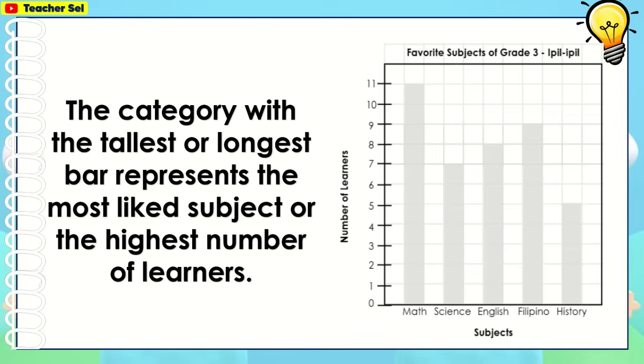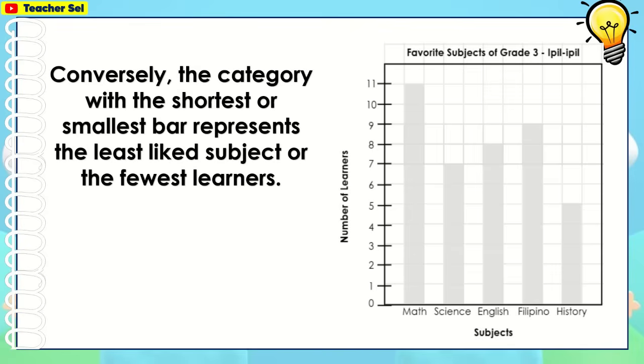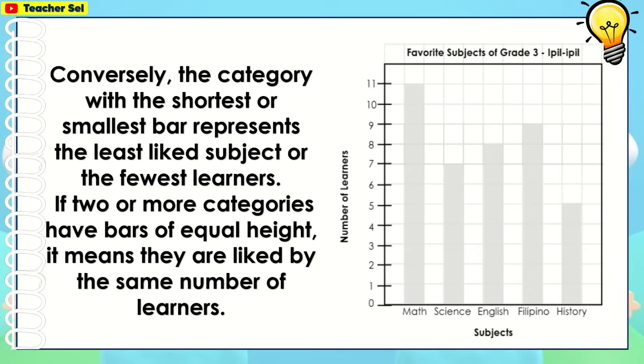The category with the tallest or longest bar represents the most liked subject or the highest number of learners. Conversely, the category with the shortest or smallest bar represents the least liked subject or the fewest learners. If 2 or more categories have bars of equal height, it means they are liked by the same number of learners.